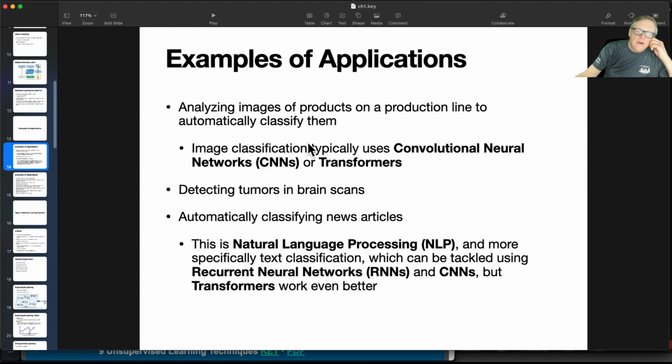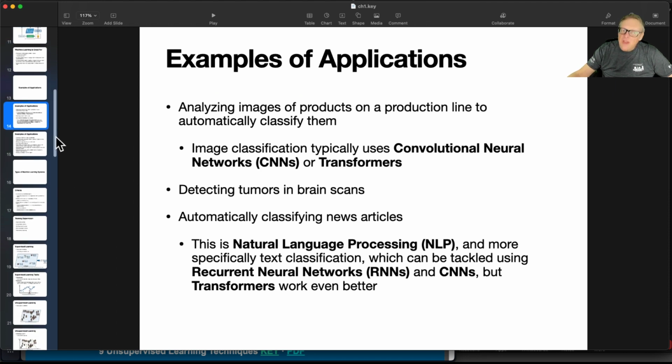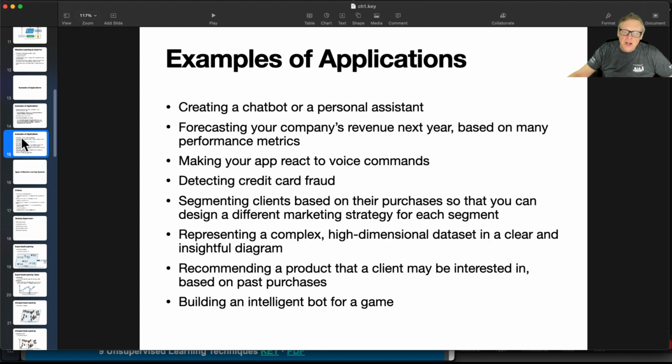So analyzing images of products on a production line to classify them is a good one. Finding outliers, finding the small percentage of products that are different than the others and therefore defective, is a good thing. Reading brain scans, classifying news articles. This is natural language processing, which we'll talk a lot more about later, which requires an understanding of English or other languages, which it learns by studying large amounts of English from the web. And so we got chatbots.